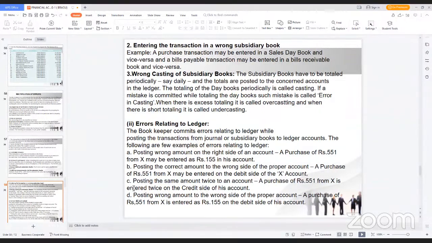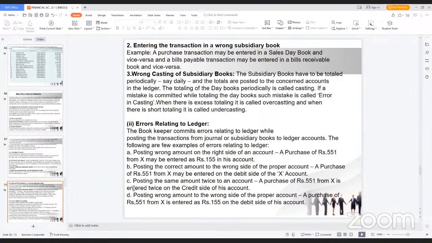Suppose you must get the total of 5,000, but by mistake you write 490. That is error in casting. When there is an excess total, it is called overcasting. If you have to get 500, but you have written 520, that is overcasting. And when there is a short totaling, it is called undercasting.